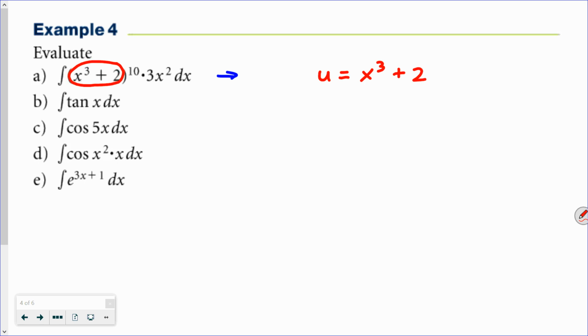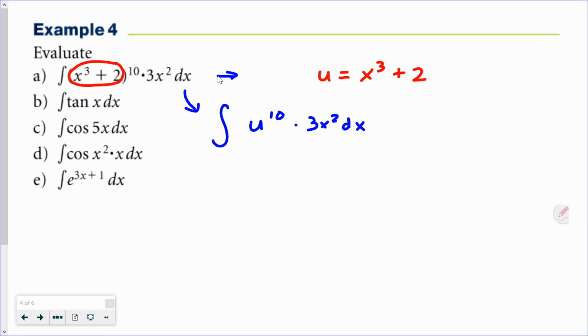So let's say u equals x cubed plus 2. This means I can rewrite the integration that I'm trying to evaluate as the antiderivative, or the integral, of u to the 10th power. You can see how I replaced the entire parentheses with the letter u. But it is still times 3x squared dx. And again, I have this mismatch of variables. I cannot do the antiderivative until I get all of the variables to be the same. They have to all be in terms of u.